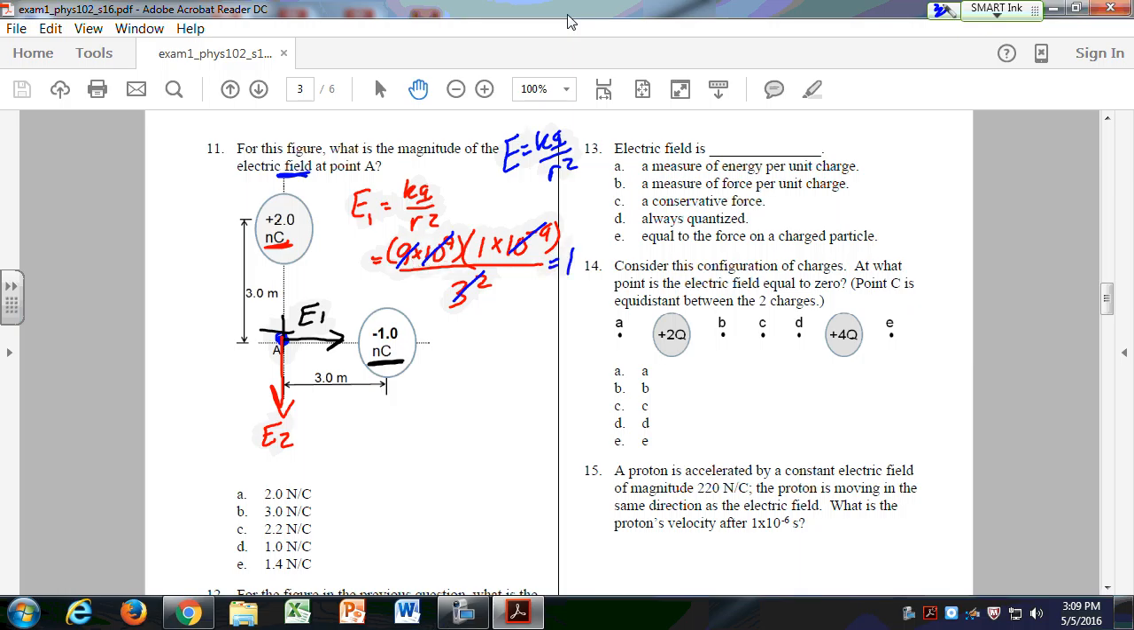You're not going to get all even numbers, but on the test there are a lot of even numbers for you to deal with. So it just makes it easier dealing with the calculator. All right, so that E1 is equal to 1. Do a similar thing with E2. E2 works out to be 2 newtons per coulomb.